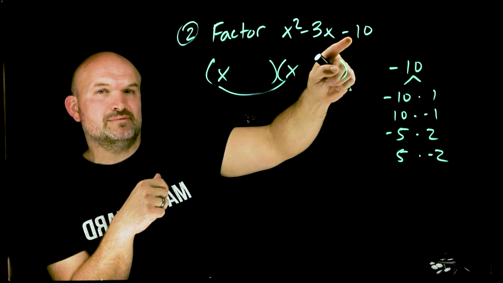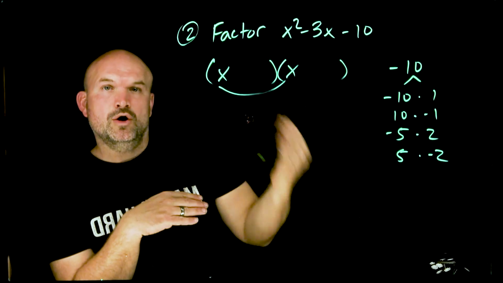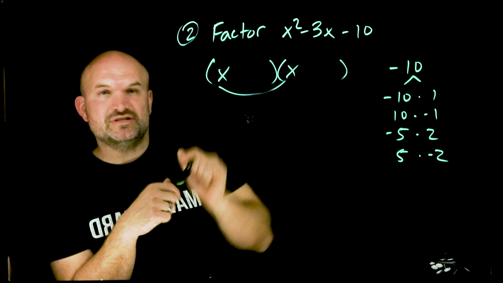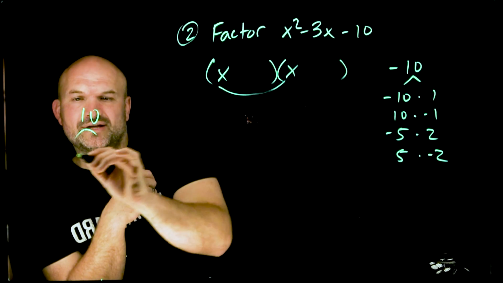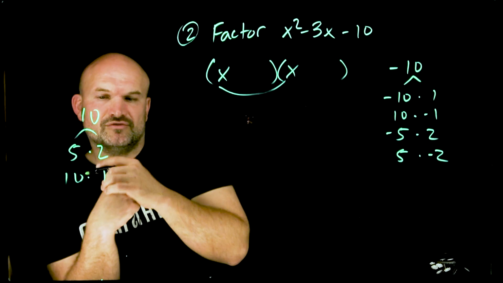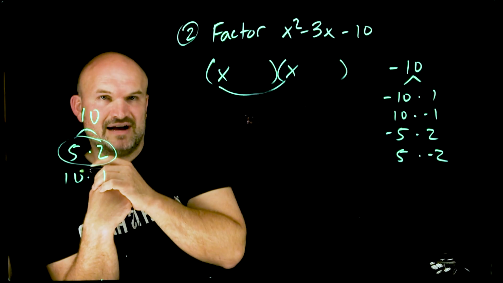So whenever your last term is negative, you know one factor is going to be positive and one factor is going to be negative. So we want to look at the difference between the two factors. That's going to be a 3. So again, I like to look at it as 5 and 2, 10 and 1. Which of these have a difference of 3? Well, hopefully you recognize that's the 5 and the 2.